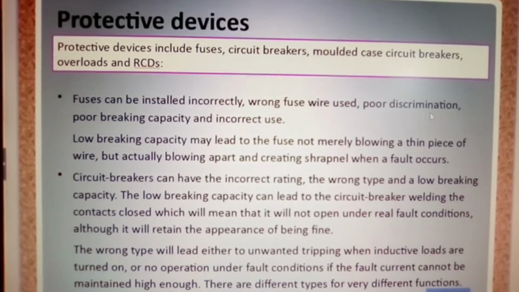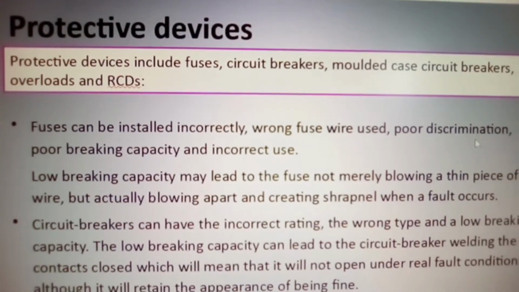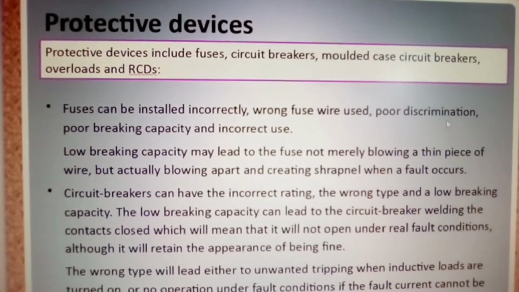Protective devices. Let me just make sure we got that in view.